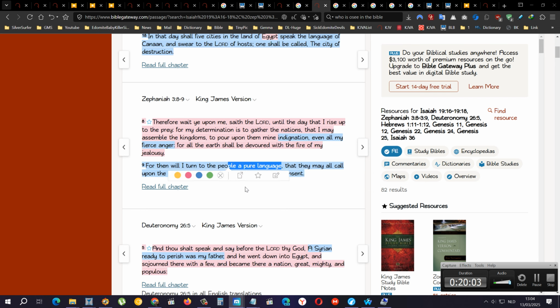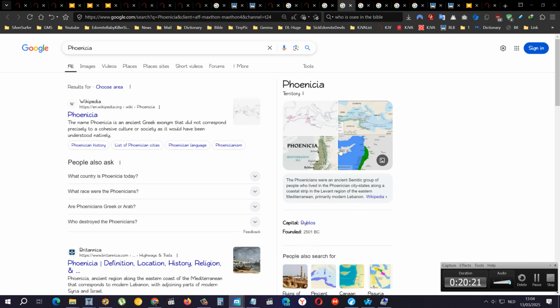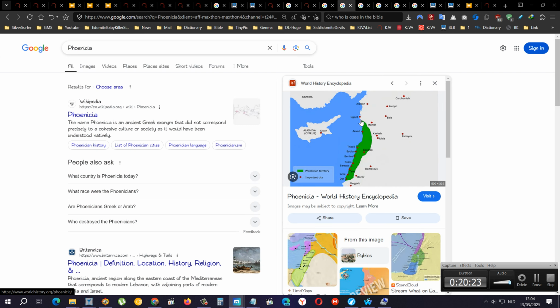But as for now, we speak the language of Canaan. Because it's not just the Canaanite language. So it shows you here, Phoenician Hebrew. The Phoenicians are actually Canaanites. The Phoenician language was common to the cities of Phoenicia. And where is Phoenicia? Here. Well, here, Tyre and Sidon. And who is Sidon?